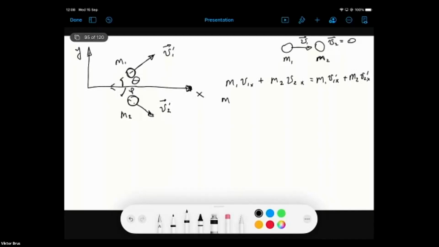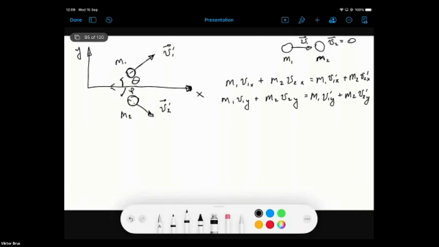It's the same we can write for axis y. M1 V1y plus M2 V2y is equal to M1 V1y prime plus M2 V2y prime. So this is the general case when we split both initial and final linear momentum vectors in two components projected on axis x and y.